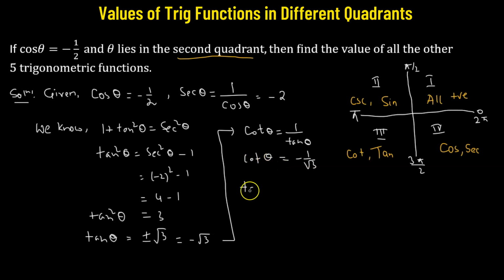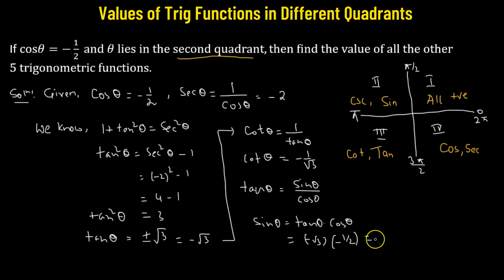Now, we know that the tangent function is also defined as the ratio of sine over cosine, which means sine theta can be obtained by multiplying tangent theta with cosine theta. Tangent theta we obtained as negative square root of 3, and cosine of theta is given to us as -1/2. So sine theta has a value of positive square root of 3 over 2, and it's positive because we are in the second quadrant where sine is positive. Since we have sine theta, we can immediately find the value of cosecant theta, which is 1 over sine theta. That means we get 2 over square root of 3.